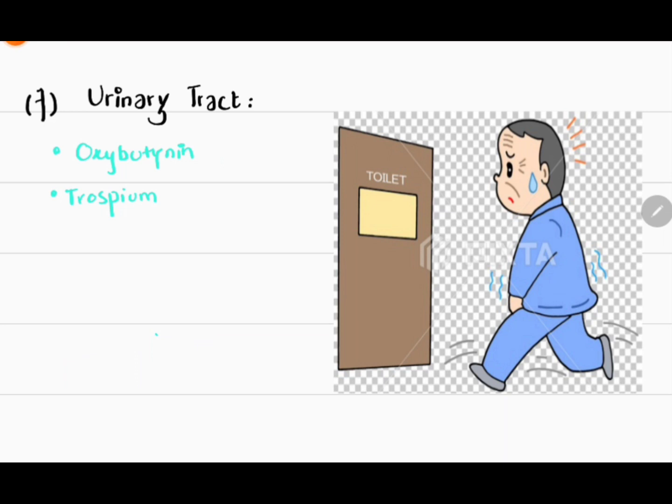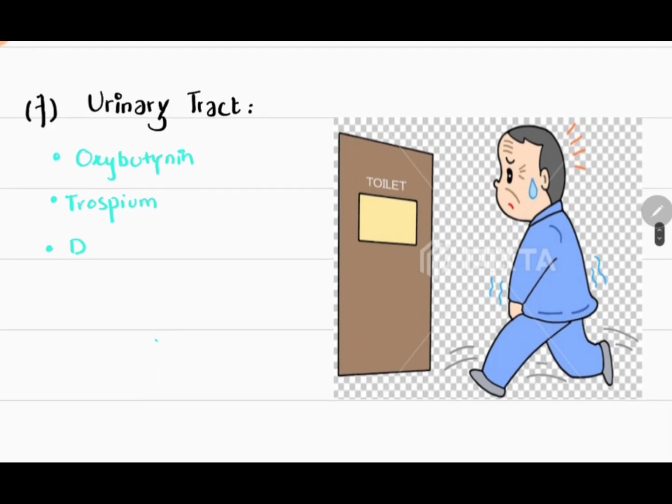Trospium is a non-selective antagonist. It has been approved and has a comparable efficacy and side effects as compared to oxybutynin. There are also the drugs darifenacin and solifenacin. Both these drugs are recently approved and have a greater selectivity for the M3 receptors as compared to oxybutynin or trospium, and they have the advantage of once daily dosing because they have a longer half-life. So we give both of these drugs once daily.